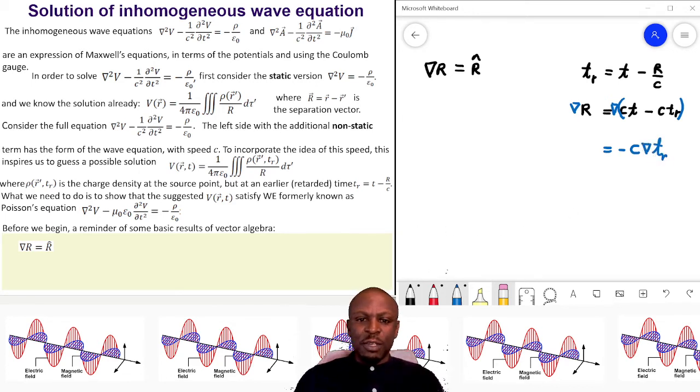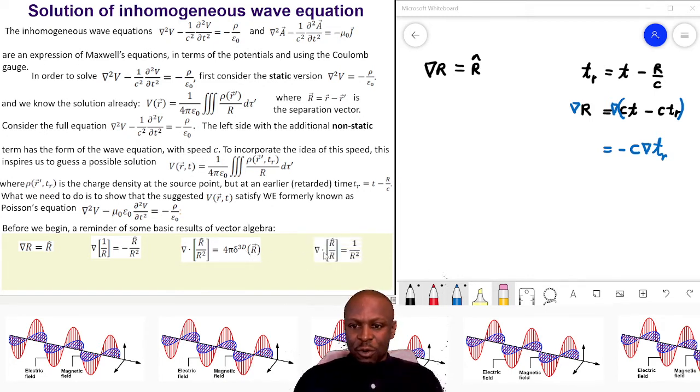So this is one of the equations that you will be seeing there. Now, this is what you are going to have here for the gradient of 1 over R, and this is what you are going to have for the divergence of R. It can be defined in terms of the Dirac delta function, and you can also have the divergence of this to be 1 over R squared.